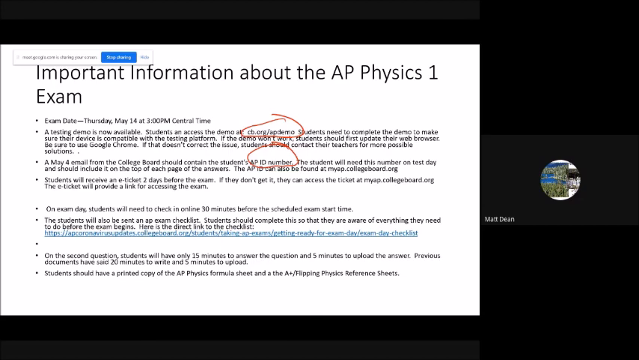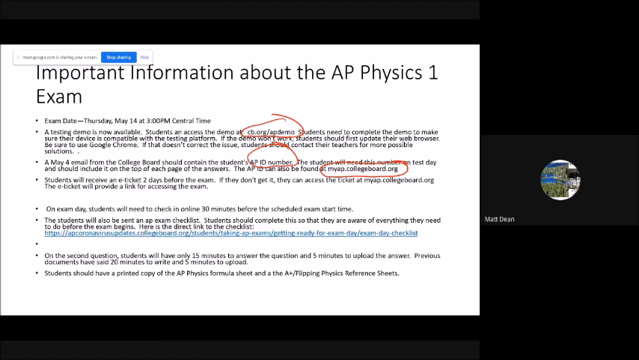If for some reason you don't get the email on May the 4th, you can also get the AP ID number by logging into your College Board account. And you can do that at myap.collegeboard.org. So make sure you have that ID number.